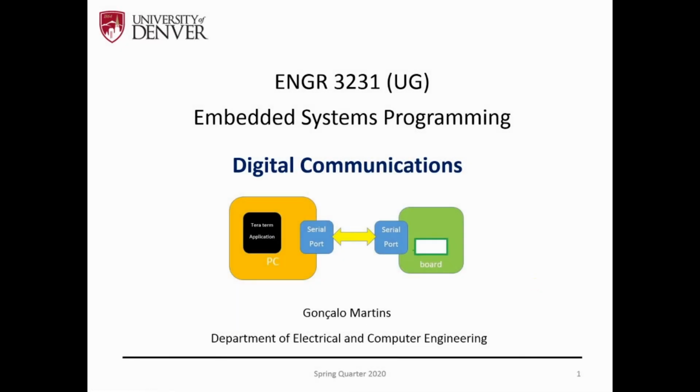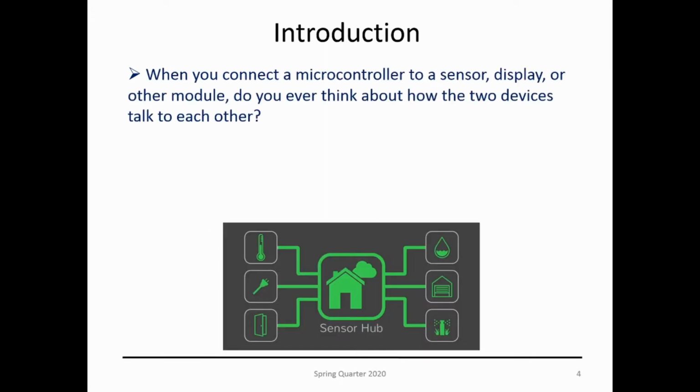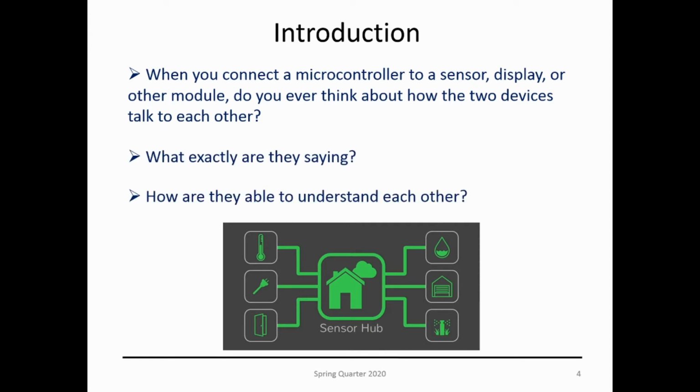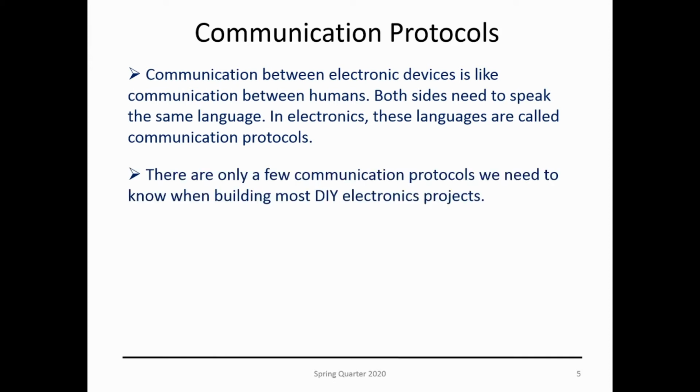Digital communications: we're going to focus on UART, SPI, and I2C. When you connect a microcontroller to a sensor, a display, or other module, do you ever think about how these two devices talk to each other? What exactly are they saying and how are they able to understand each other? So we use communication protocols between electronic devices, and both sides need to speak the same language, otherwise things will not work. And these languages are called communication protocols.